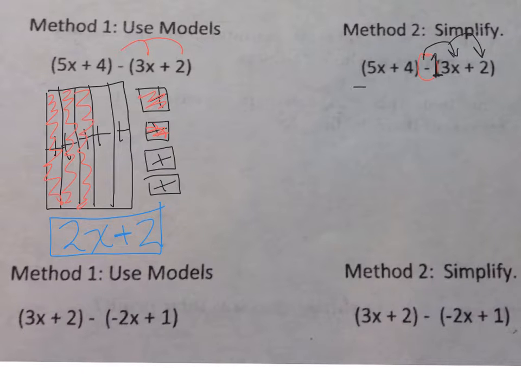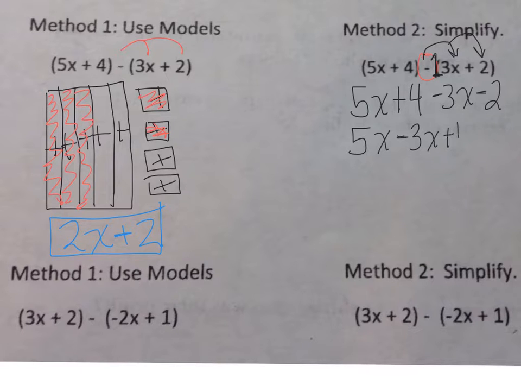So I'm going to rewrite the problem without the parentheses. So to get rid of the parentheses, again, we have to distribute this negative 1 to each term. So negative 1 times 3x is negative 3x. And then negative 1 times positive 2 is a negative 2 because of our multiplication rules. So the next thing we want to do is write our like terms together. We have 5x minus 3x plus 4 minus 2.